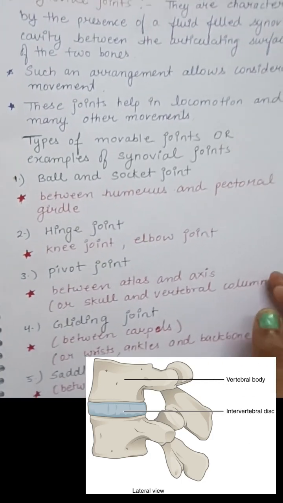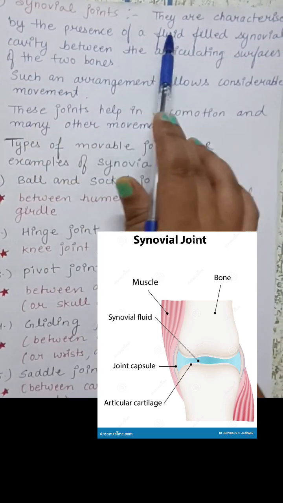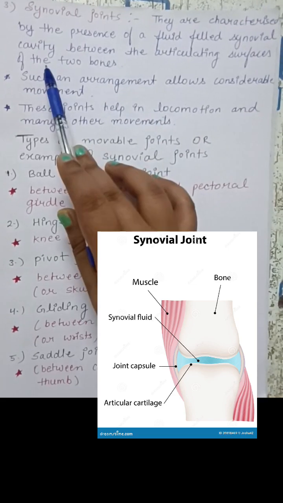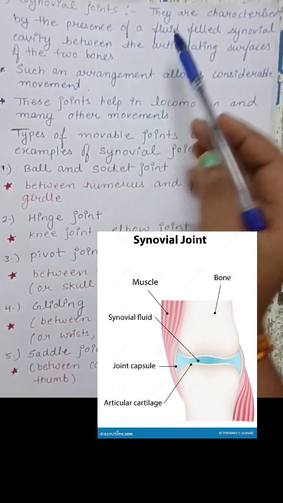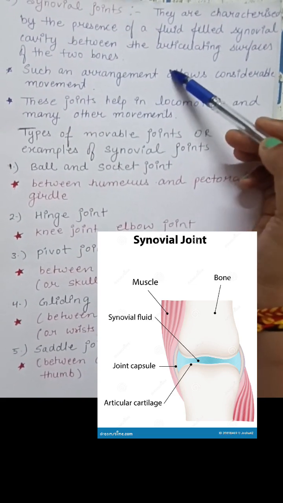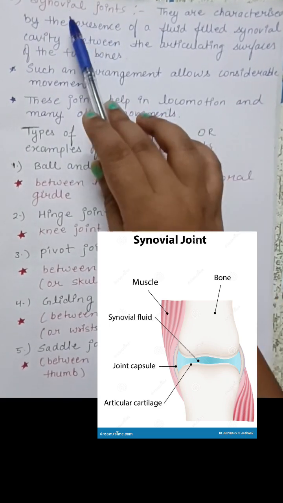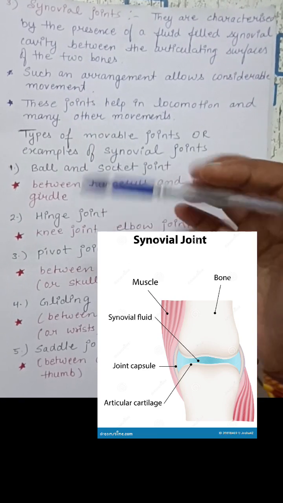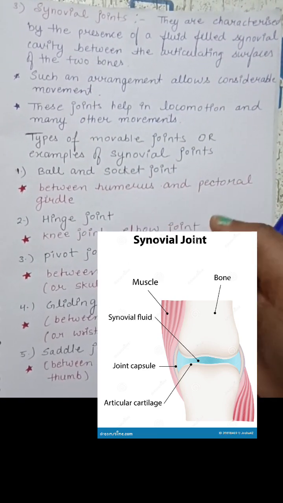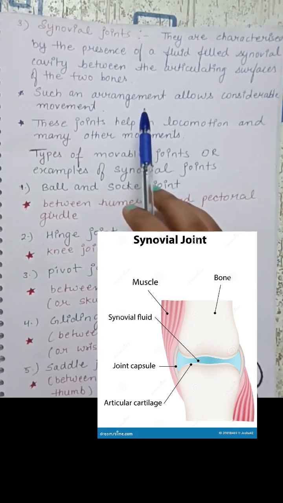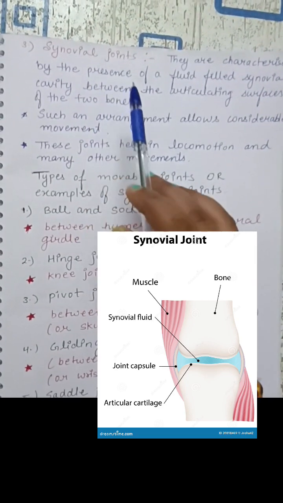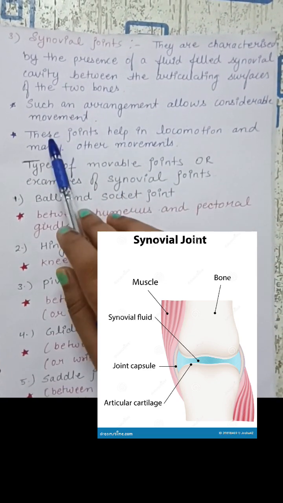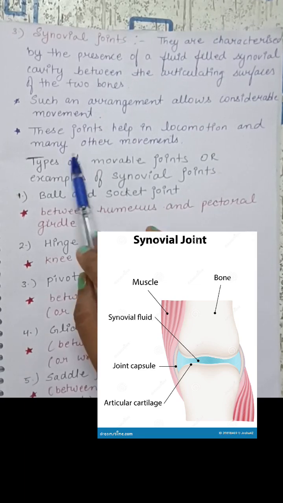Now the last one is the synovial joint. Synovial joints are characterized by the presence of a fluid-filled synovial cavity between the articulating surfaces of two bones. Between the two bones there is a fluid-filled cavity. Such an arrangement allows considerable movement. A good amount of movement is shown by synovial joints. These joints help in locomotion and many other movements.